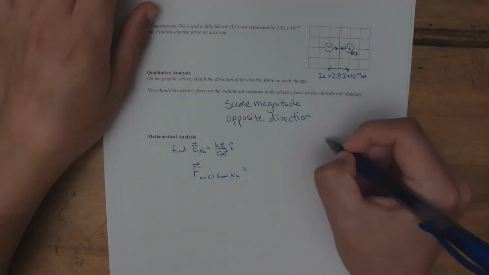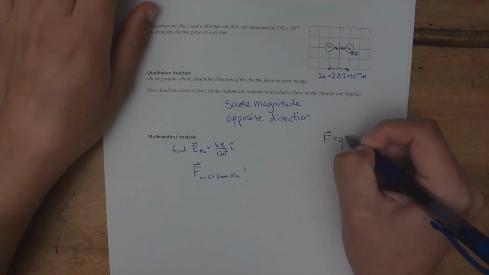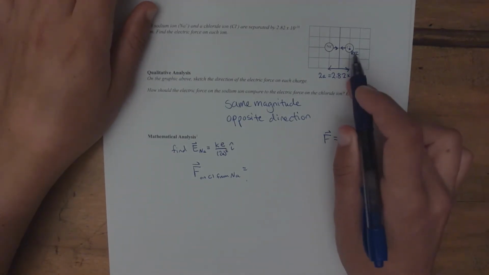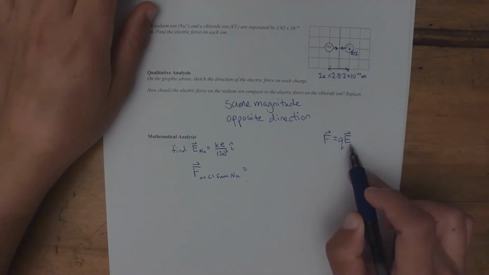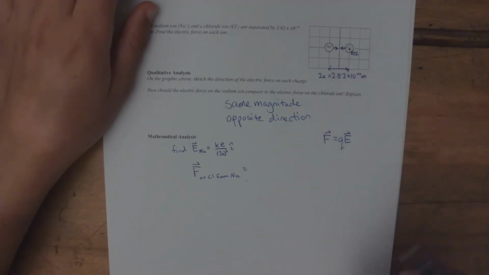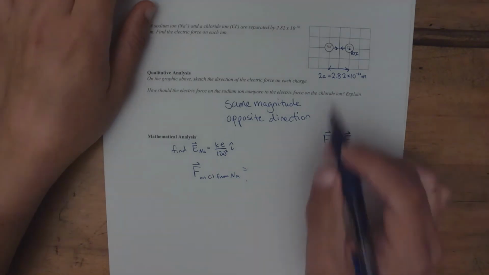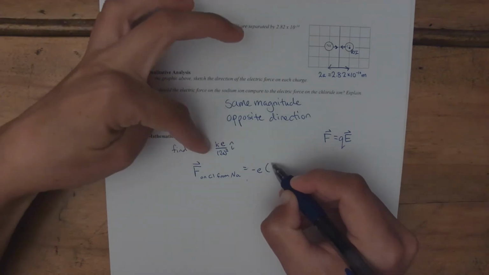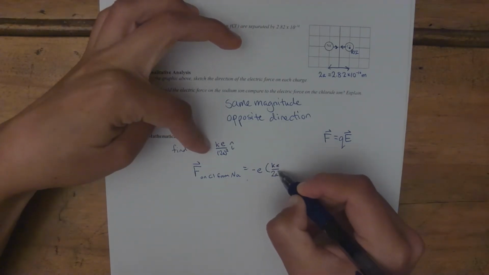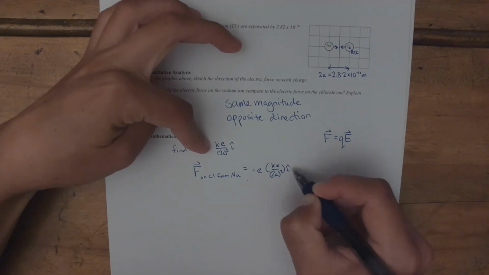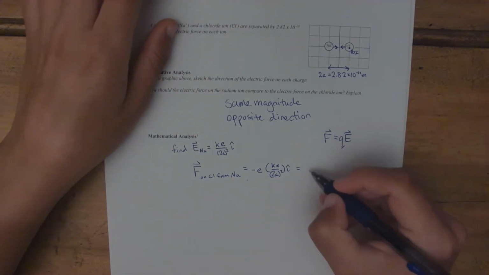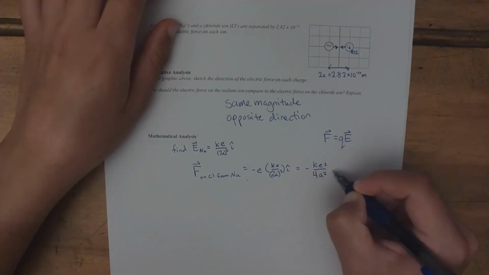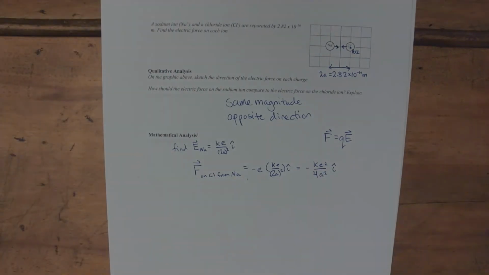The force is equal to the charge times the electric field. This is the charge at the point of interest, and this is the electric field from all the other charges at the point of interest. So this charge is negative e, and we multiply it by K times e over (2a) squared. That's pointed in the i hat direction. So we get negative K e squared over, let's call this 4a squared in the i hat direction, and then we can plug in some numbers.